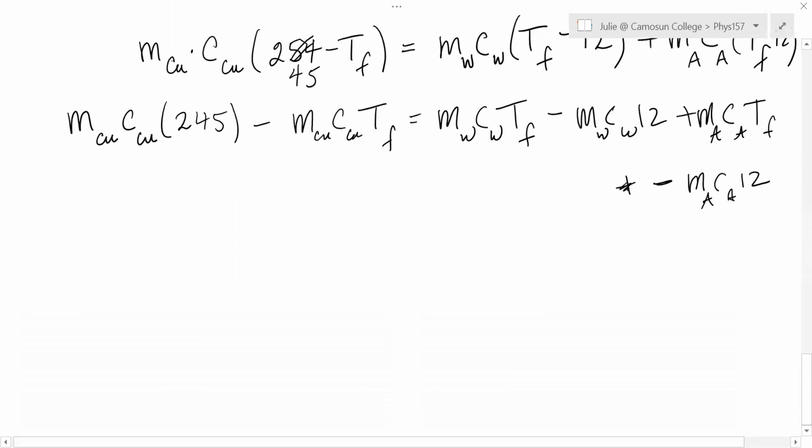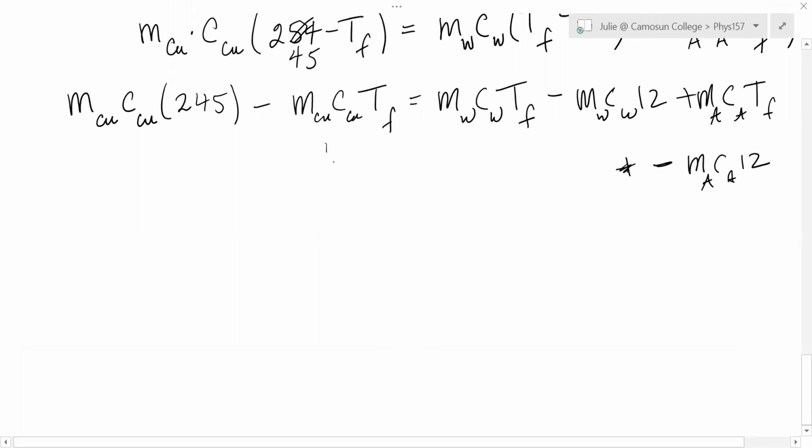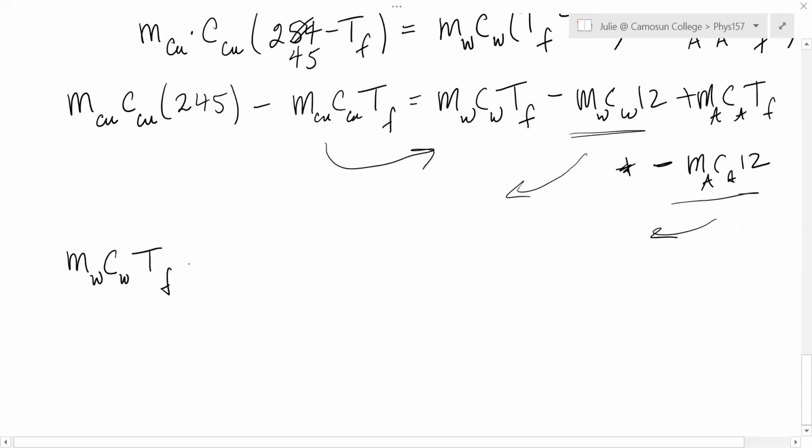Now let's get all the TF terms on one side and all the other terms on the other side. And notice what happens. Everything becomes positive. I'm going to bring this way, it becomes positive. These two guys, which are negative, when they go that way, they become positive as well. And look how the symmetry falls out here. I'm going to get all the TF terms, write them first. So M water, C water, TF plus M aluminum, C aluminum, TF.